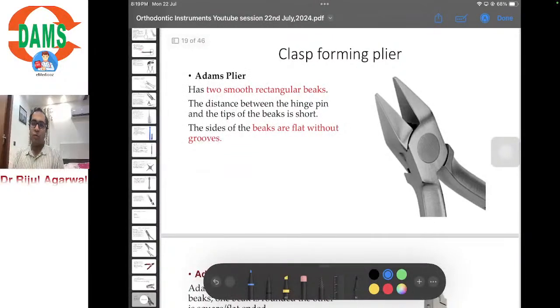Moving on to the clasp forming pliers, beginning with the easier one, the Adams plier, which you have used for forming Adams clasp in your graduation. It has two smooth rectangular beaks. Just keep a lookout on these words which I have highlighted in red, because they will help you to identify and differentiate the upcoming clasp forming pliers. The beaks are flat without grooves. See, there are no serrations, the beaks are flat.